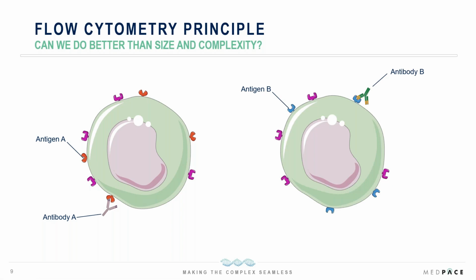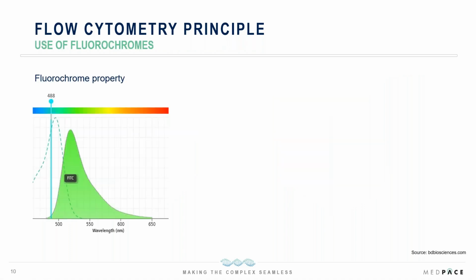And if we then have a different cell that, say by microscopy, looks the same, but we find that there is a different antigen on that cell, we can develop a different antibody that's specific to that. So the antibodies enable us to separate these two different cells. But the cytometer cannot detect antibodies. So how do we overcome this obstacle?